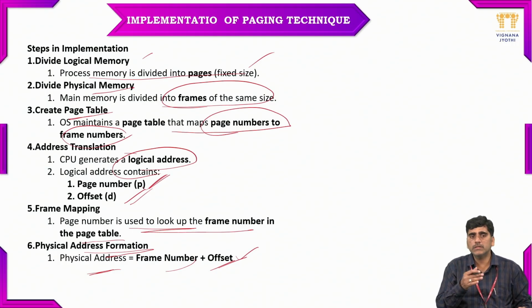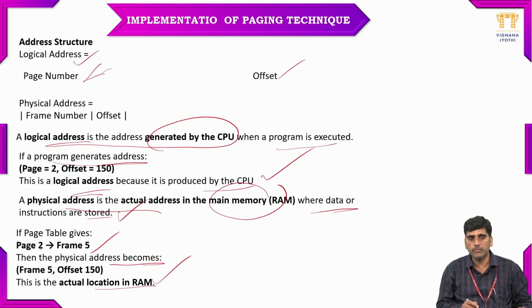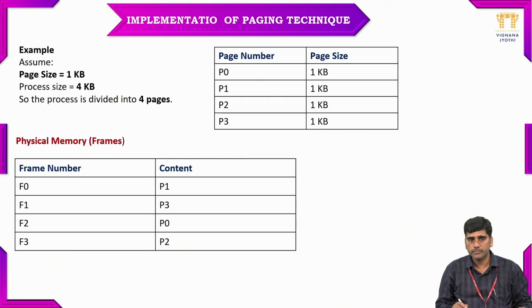Once the page table is organized, the address will be translated as a logical address, which contains page number and offset. Similarly, with this formation, the physical address will be formed, from where the frame is available and where the offset is available. So that is the way we have to do this process.